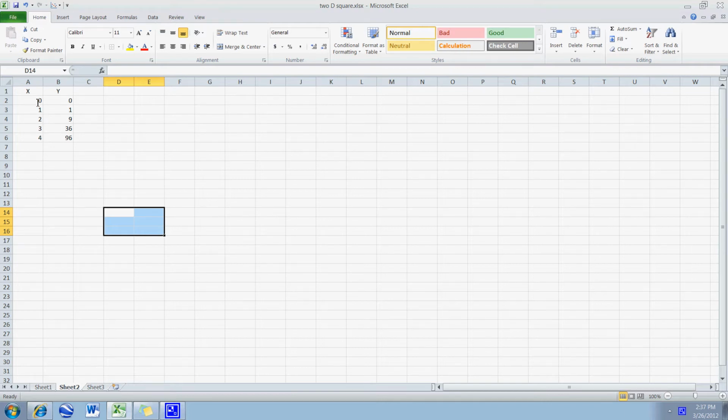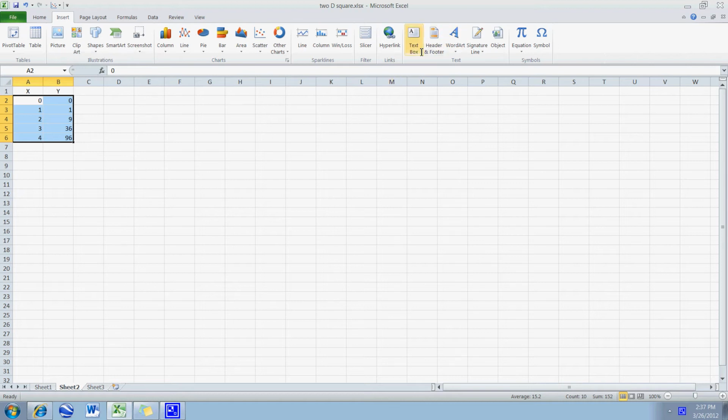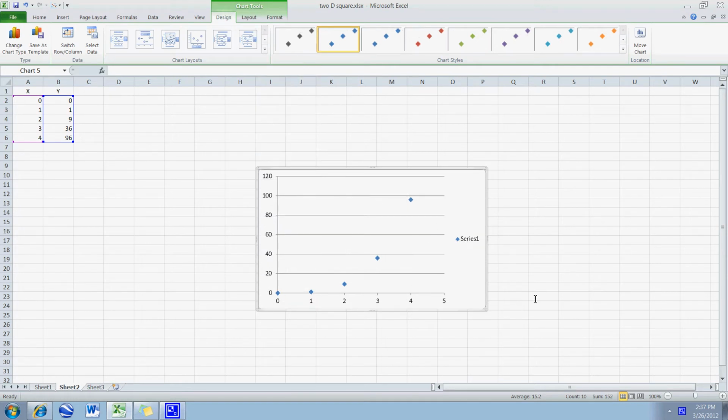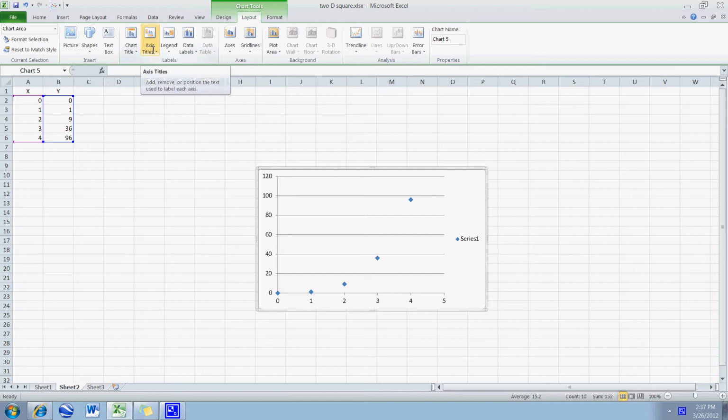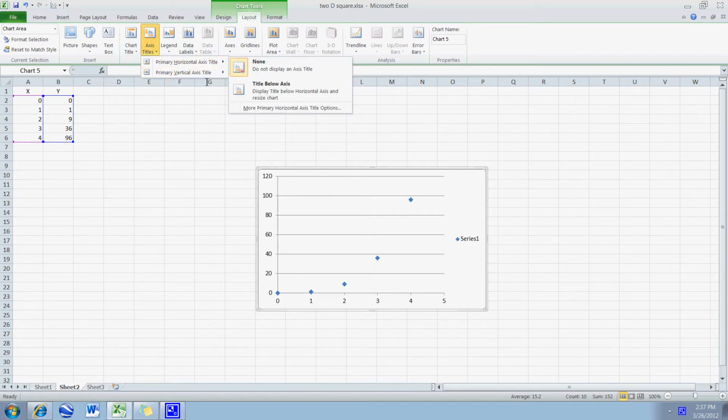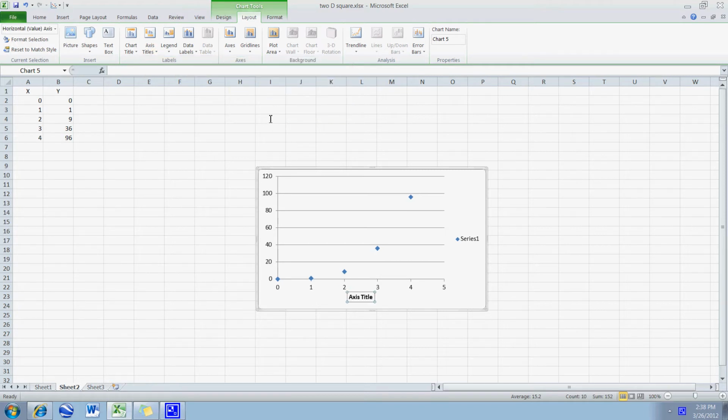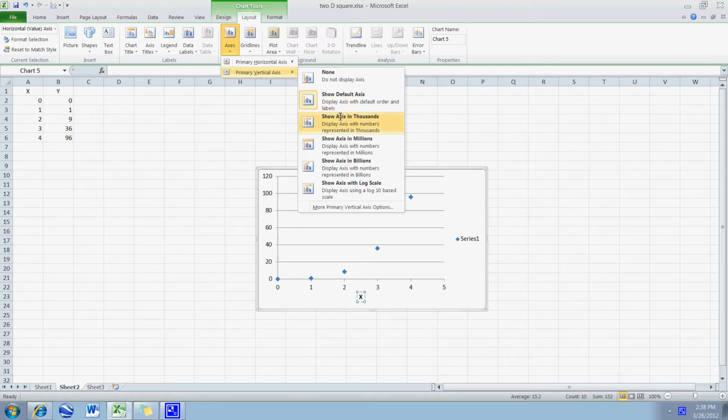So let's do a little XY plot. Doing that in Excel is very simple. I'm going to highlight the X's and the Y's. I'm going to click Insert, and I'm going to do a scatter plot without any line attached to it. This is X on the horizontal axis and Y on the vertical. I might just put the X and the Y in. Okay, that'll be X. And now let me just quickly do the primary vertical axis.